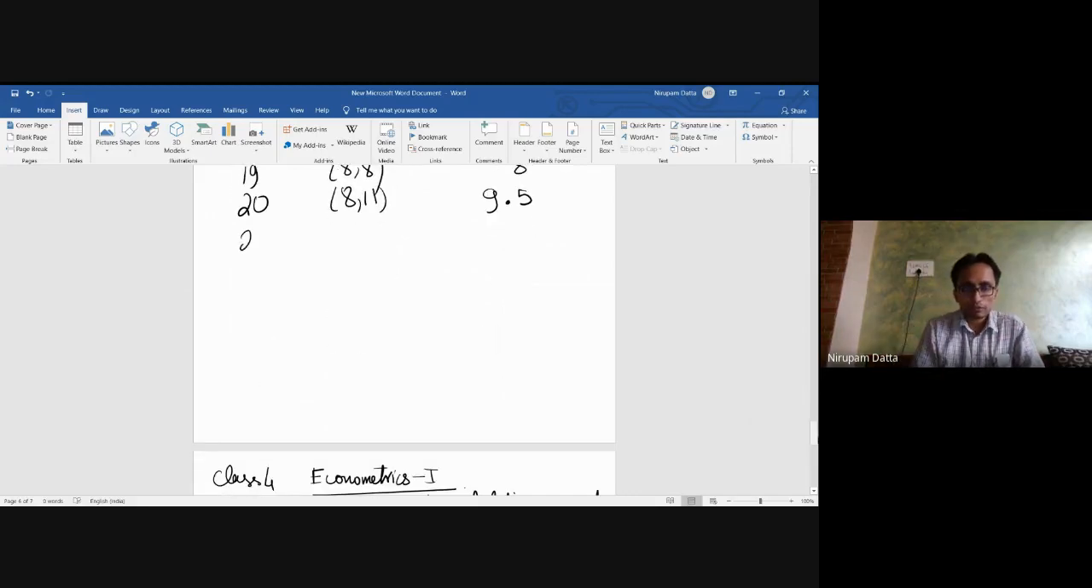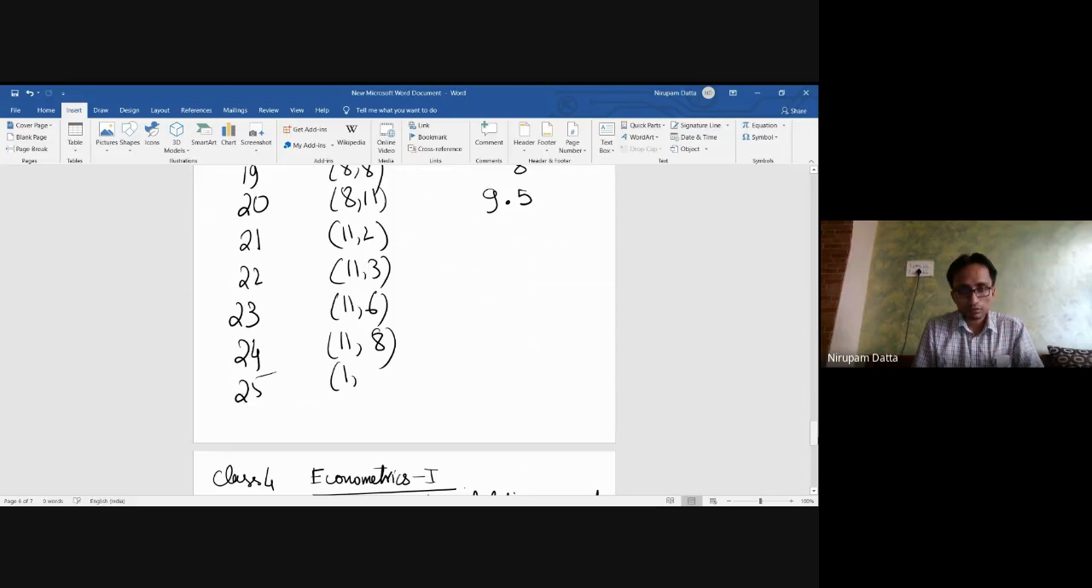The last 5 random samples, 21 to 25: 11, 2, 11, 3, 11, 6, 11, 8, 11, 11. So the sample means are 6.5, 7, 8.5, 9.5, and 11. So these are the sample means.